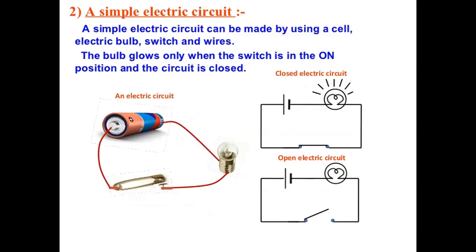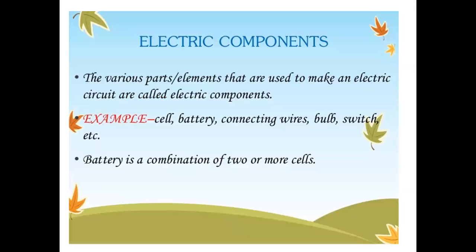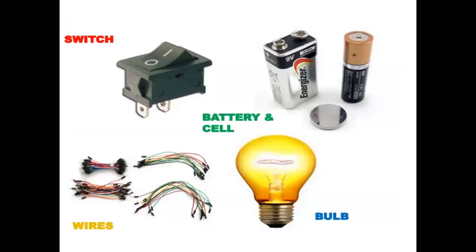Now this is a simple circuit diagram. We have just learned about electric circuit. As we all know, it is not convenient to draw all the components again and again. So instead of drawing all the components, we use different symbols for them. And this is a simple circuit showing different components. The various parts that make an electric circuit are called electric components. Cell, battery, wires, bulb, switch, these are different components for making an electric circuit.